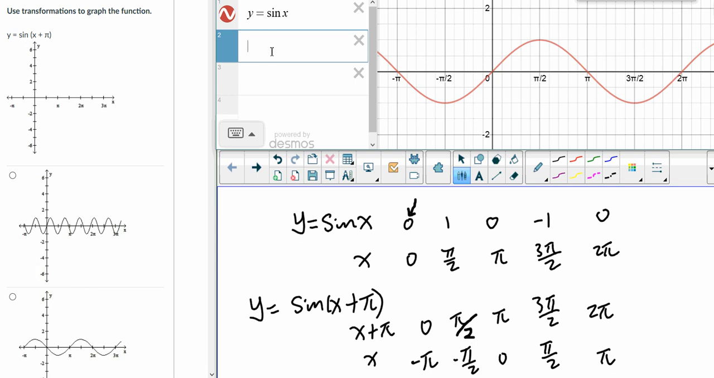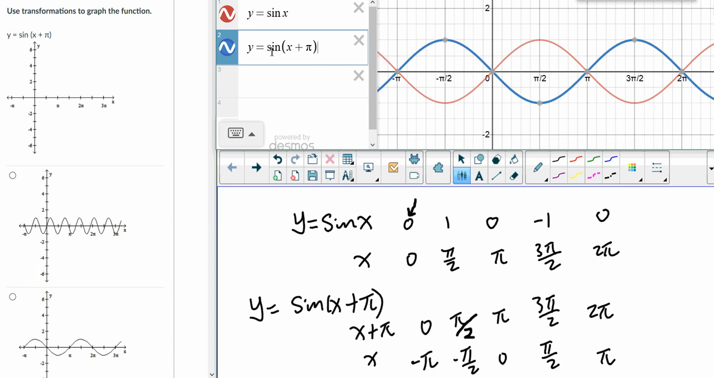So if you want to draw the picture, you can draw y equals sine x plus pi. You see that will be the one right here. And then you see previously this point goes to here, and this point will be here. And then this point goes to here. So sine x plus pi is a pi-unit shift to the left.